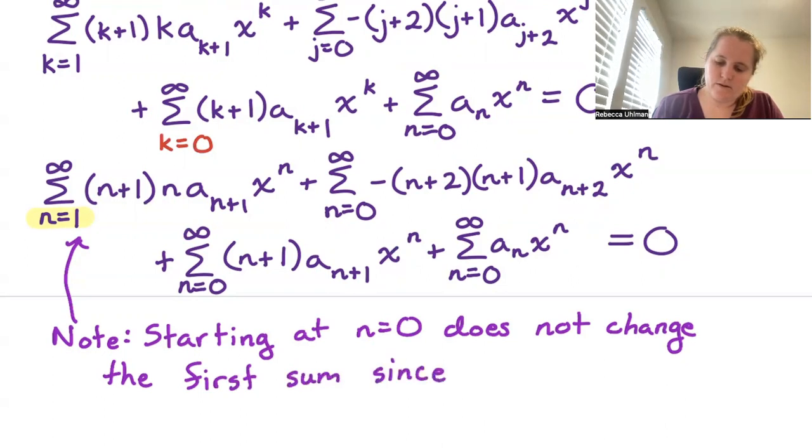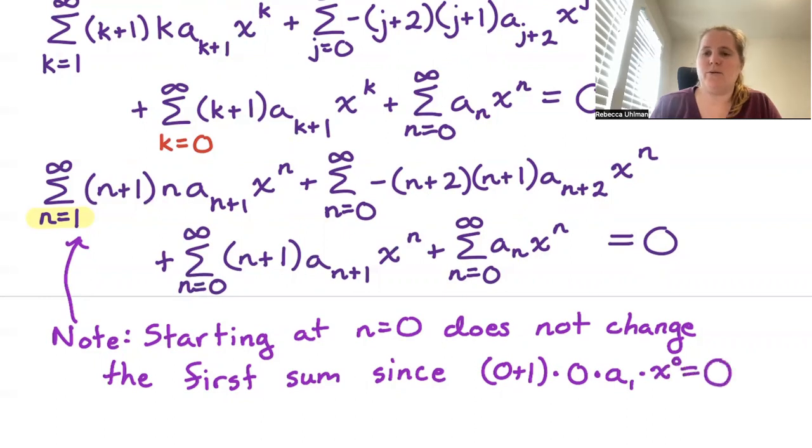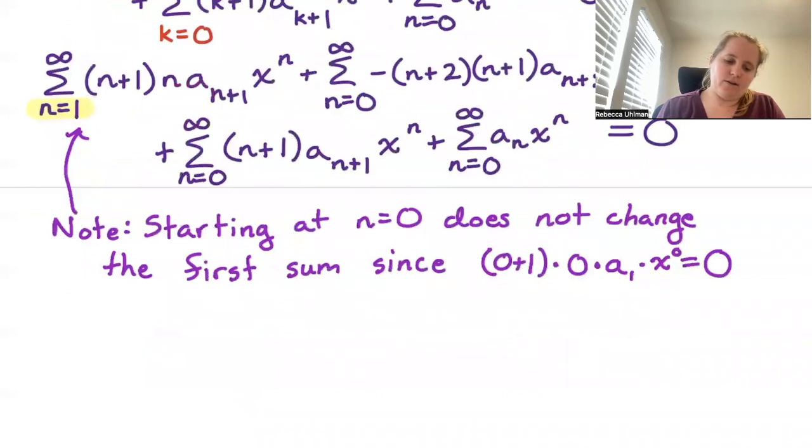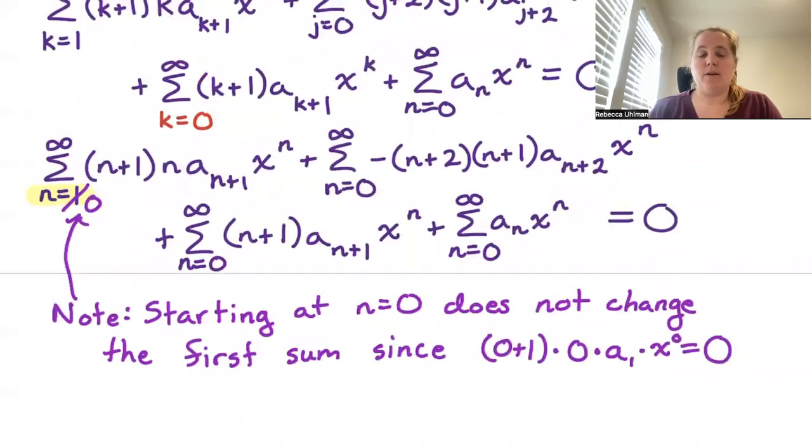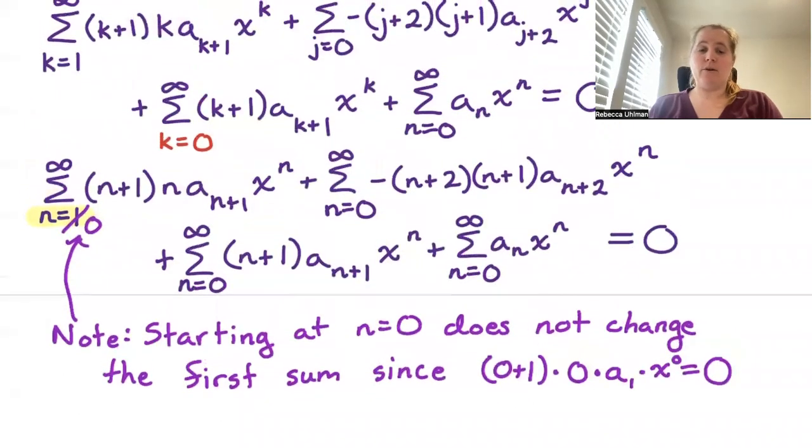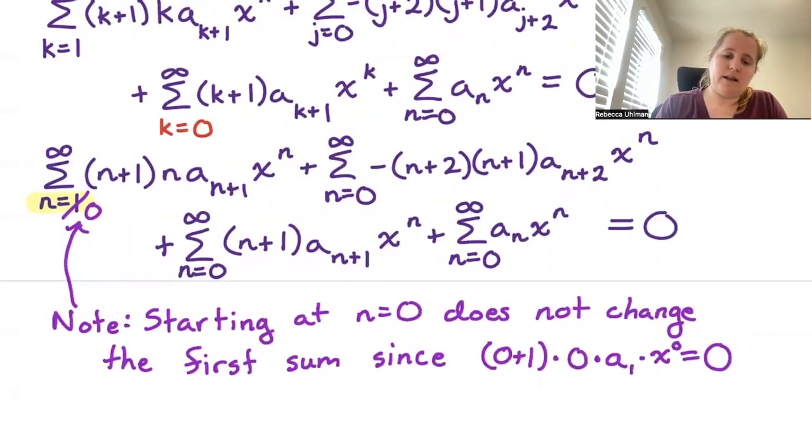Since if we had 0 plus 1 times 0 times a sub 1 times x to the 0, this is just 0. So we would just be adding in 0. So we can go ahead and just swap this to be a 0 instead of a 1. And then we can just combine all of these. They now all go from 0 to infinity. And all terms are multiplying x to the n. So we can go ahead and condense that left-hand side.